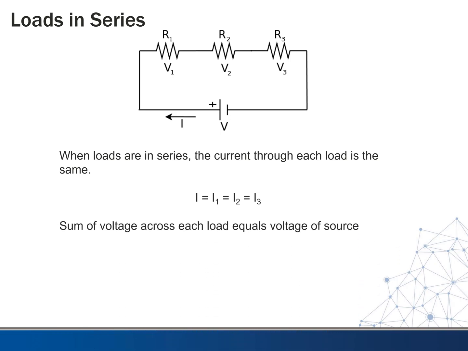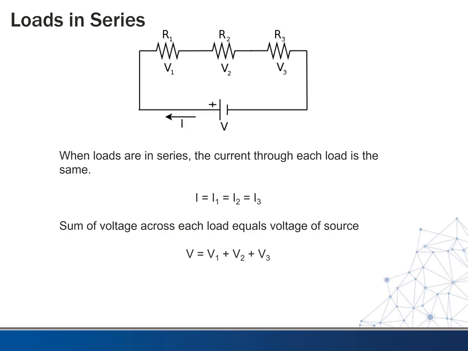Now the voltages across each of the loads can vary. Depending on the resistance, if all the resistances are equal, then you should get the same voltage drop. But if there's any difference at all, you're going to have a different voltage drop across each one. What we do know, though, is if we add up the voltage drops, V1 plus V2 plus V3, they should equal the total voltage of our source. So current's the same all the way through. The voltages can be different, but must add up to the original voltage.